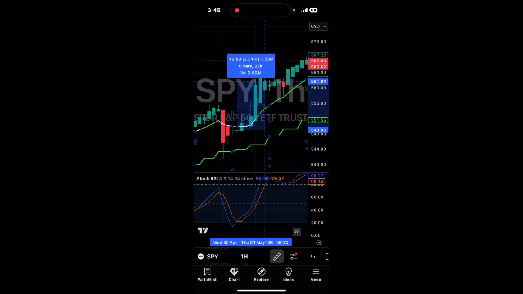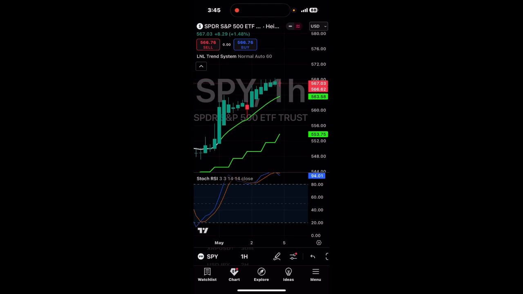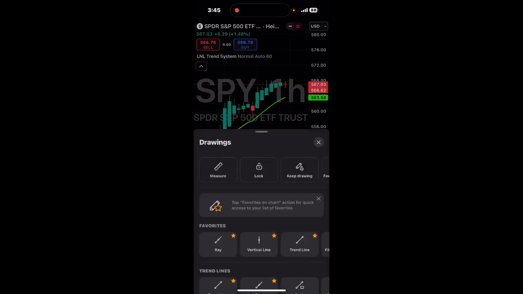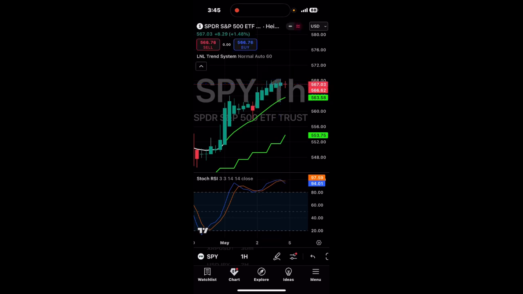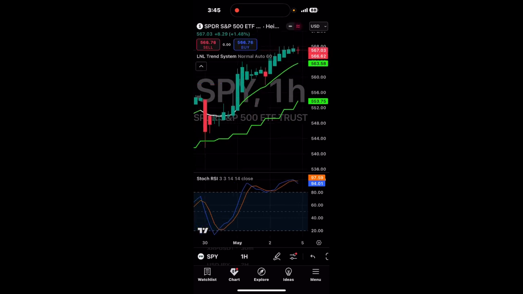If you want to do a day, right about here, this is a $13 move basically. It's $1,259. And then you have another moment right here. If you get in right here on this candle, and ride this out for a couple hours, this is a $458 move. So identify the direction with the LNL trend system, and then find all the moments where it's going in that direction with the stochastic.